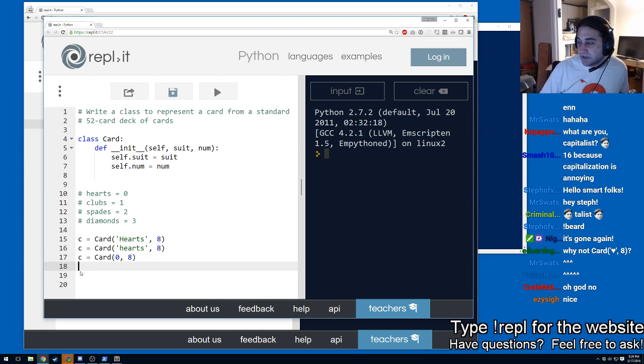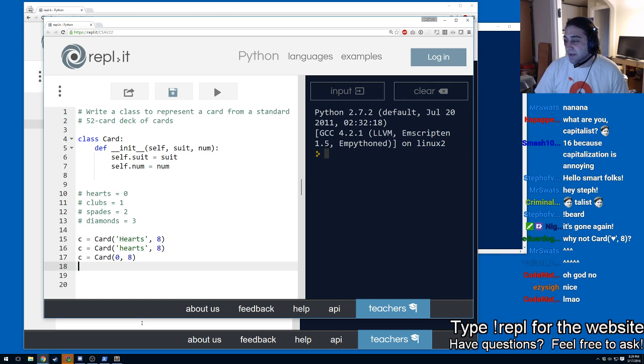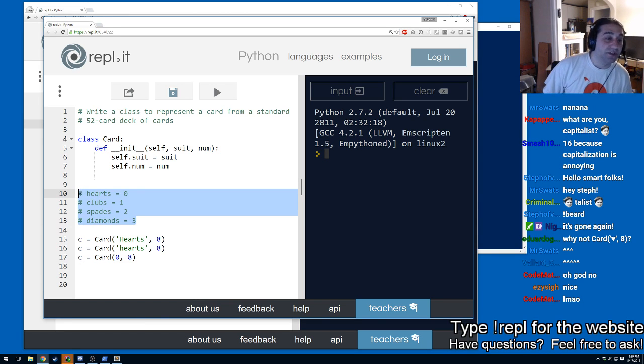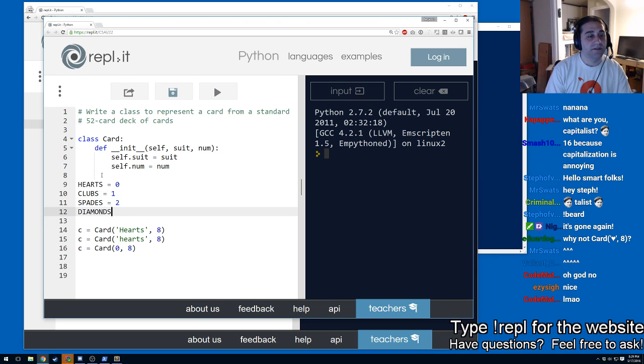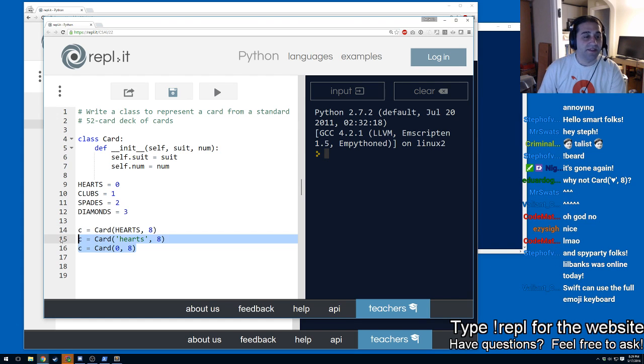So, people talked about constants. Remember how I joked around with, I closed the tab already, but where we did 1 equals 1, ha ha ha. So you could totally do something like this, right? Hearts equals 0, clubs equals 1, spades equals 2, diamonds equals 3. And then you could do something like hearts, like that, right?